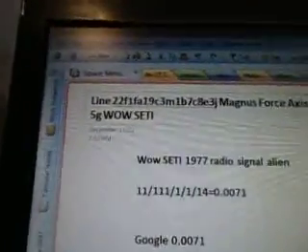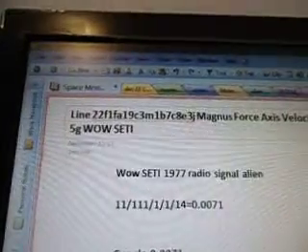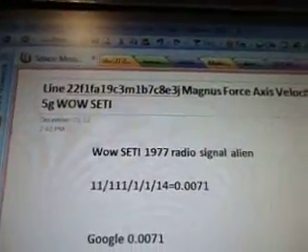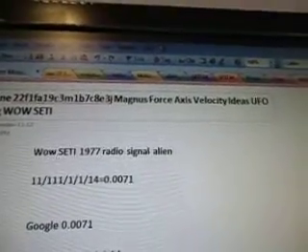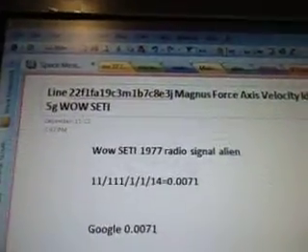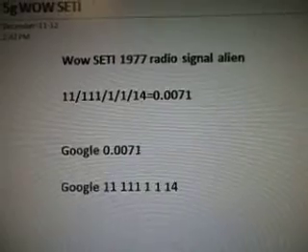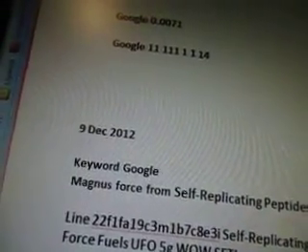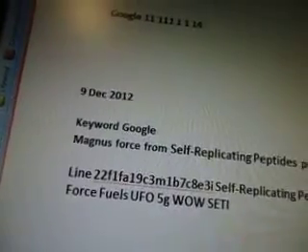So this is part 284C3M1b7c8e3j, and it's line 22f1fa19c3m1b7c8e3j Magnus force, axis velocity ideas UFO 5G Wow Seti. So there's the alien radio signal, and this one's the keyword research about Magnus force ideas, and the form is going to follow after the keywords are all filled.